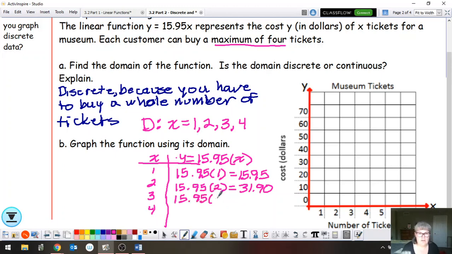15.95 times 3 is $47.85. And then 15.95 times 4 is $63.80.